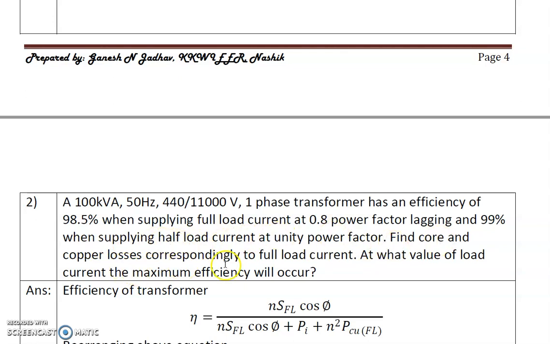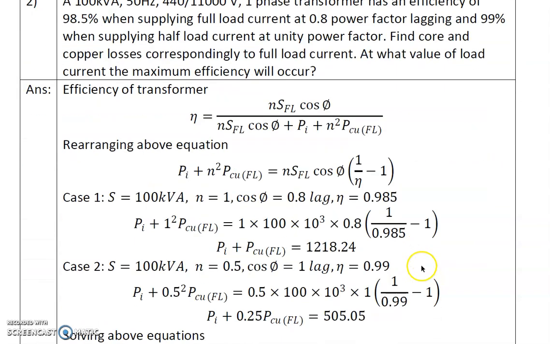Find the core and copper losses, and find the value of the load current at which the maximum efficiency will occur. So there are two types of calculation. We have to calculate the core and copper losses. Now, efficiencies are given, so we have to calculate the core and copper losses, and at the maximum efficiency, what will be the load current, that is to be calculated.